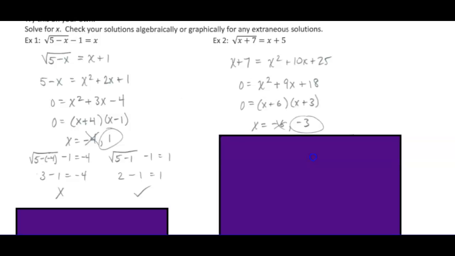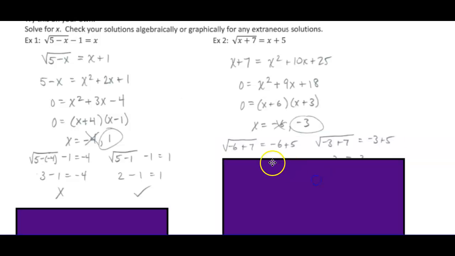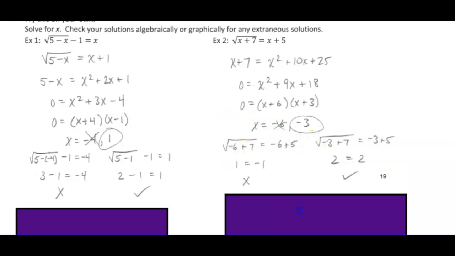And we don't want to just assume that all negative answers are extraneous. That's not how it works. You do need to try them both and make sure. So when I insert a negative 6, I get 1 as a result, but it's supposed to equal negative 6 plus 5, which is negative 1, and that does not check out. When I insert a negative 3, I get 4 underneath the root, which comes out to 2, and on the other side, negative 3 plus 5 does equal 2 as well. So the negative 3 solution is good. We circle it. The negative 6 solution is not.